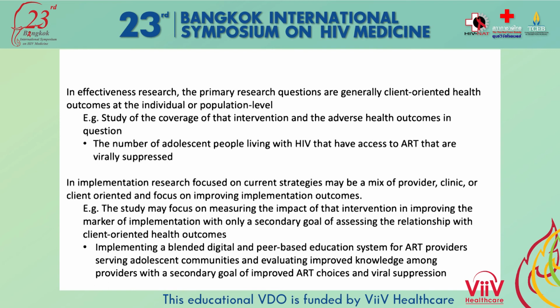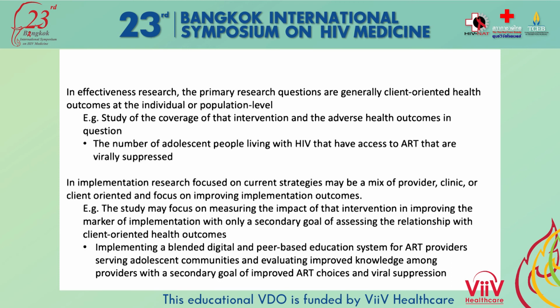But in implementation research and implementation evaluation, it is a focus on evaluating those implementation elements. So the study may focus on measuring the impact of that intervention as a marker of implementation, and only a secondary goal of looking at client-oriented health outcomes. As an example, your focus may be on a blended digital and peer-based education system for ART providers for adolescents. And you may focus on evaluating improved knowledge among those providers, and only a secondary goal of measuring improved ART choices and viral suppression.